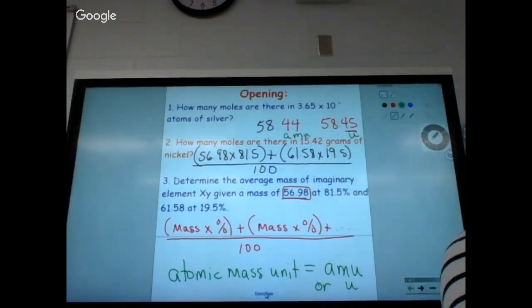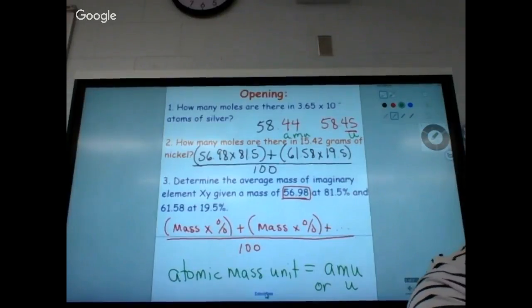Number 4B, 0.5 again. This one needs 4 significant digits, so 0.5000. 5B, 4.068 times 10 to the 24th atoms. 6B, 6.05 grams. 7B, 1.50 times 10 to the 23rd atoms.